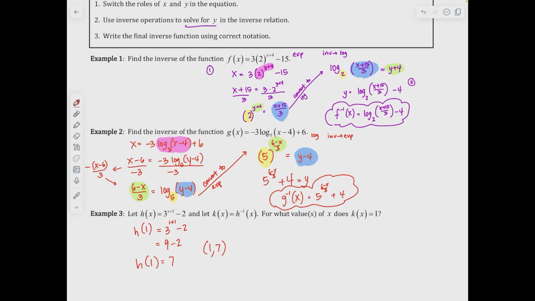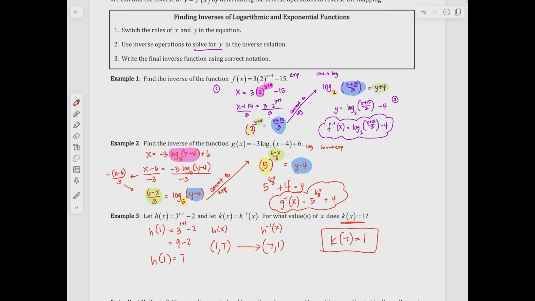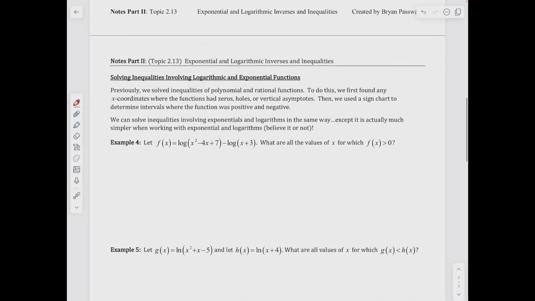That means my input is 1, my output is 7. For k of x is h inverse. So therefore, if this is part of h of x, when you do the inverse, you switch the x and y values. So for what input of x in h inverse gives you an output of 1, that means that k of 7 is how you get 1. So that would be my answer there. Okay, so that would be example numbers 1, 2, and 3. So let's turn the page and let's see how we do on the next side.